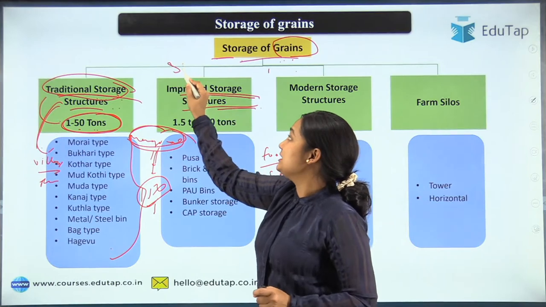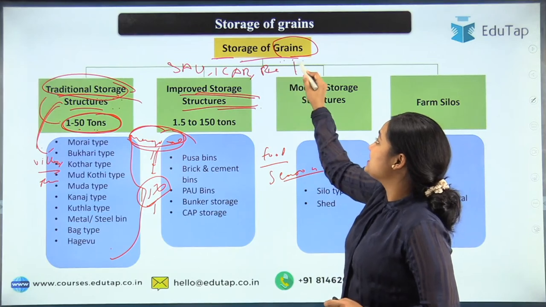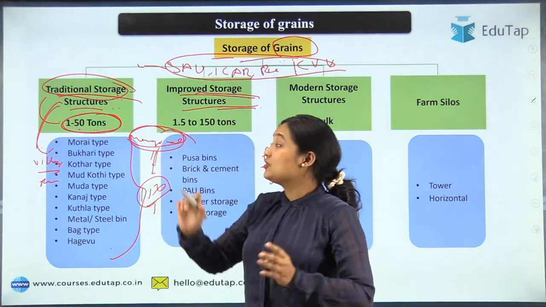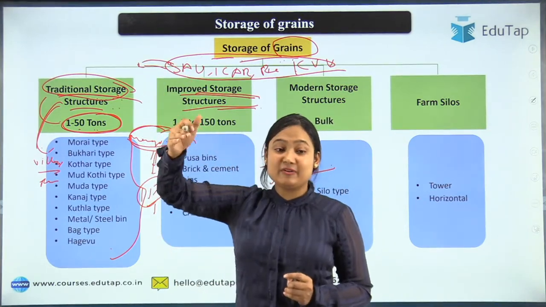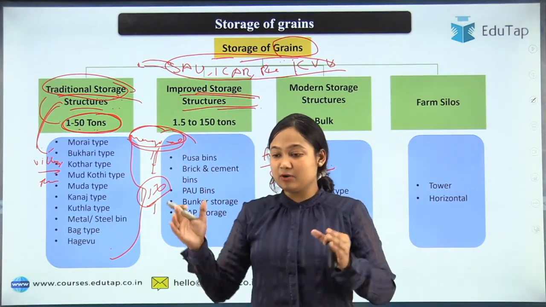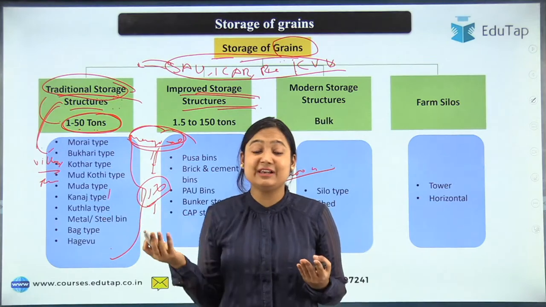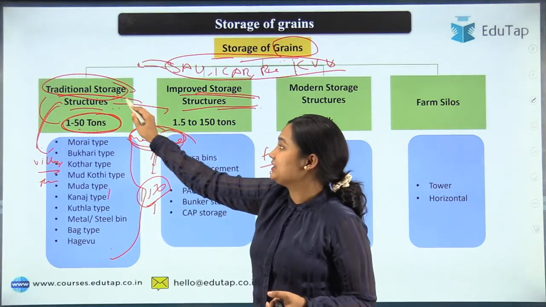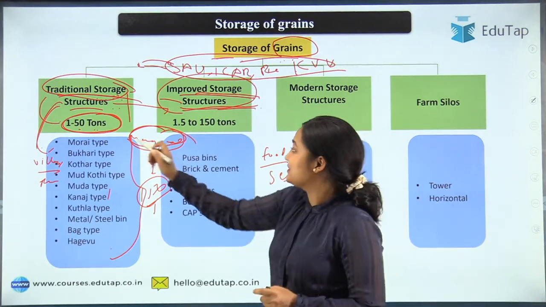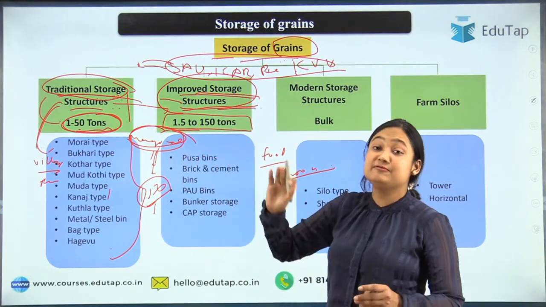So hamare jitne bhi SAUs, ICAR aur jitne bhi research institute hai, KVKs hai, you all know they are involved in improving the condition of agriculture. So ye sab hamare agriculture ke badhane mein involved hai. Since you can't go around to farmers and say, this is the structure, just use this, the farmer will be like, okay, no, mera purana wala structure is working well. So what they do, some modification in the traditional structure, and they call it improved storage structure. Thodi si inki capacity bhi bada lete. So see here, 1 to 50 ton is their capacity. Yahan capacity ho jati hamari 1.5 se 150 tons.